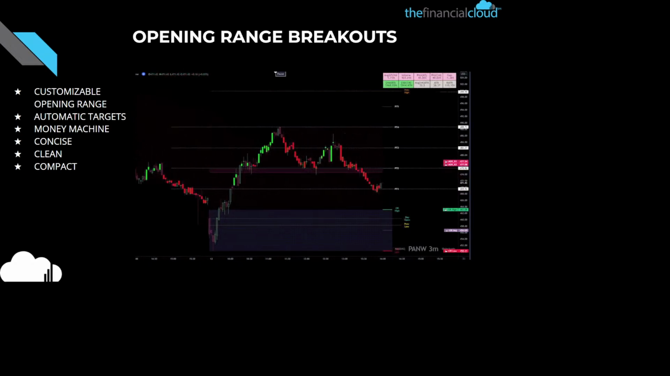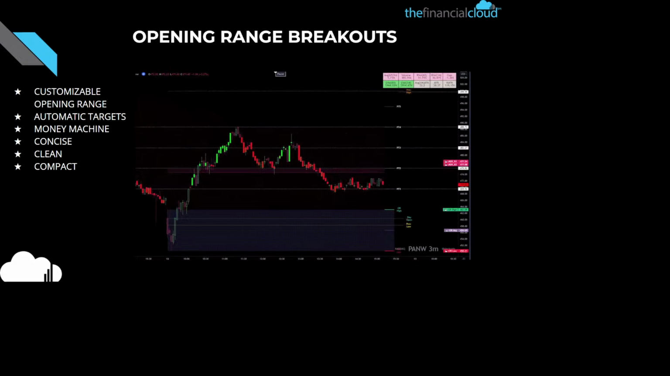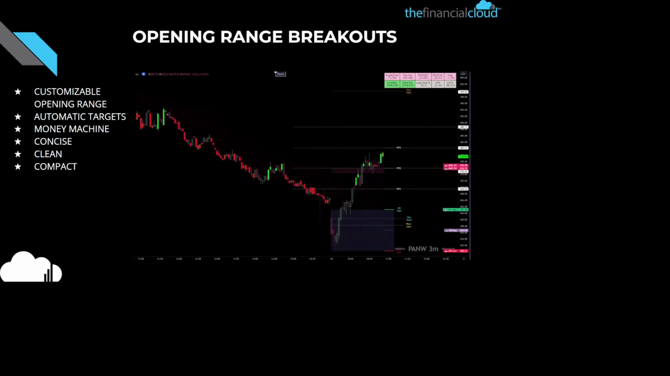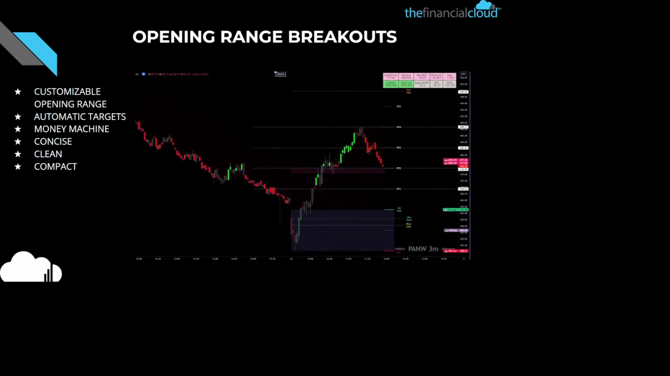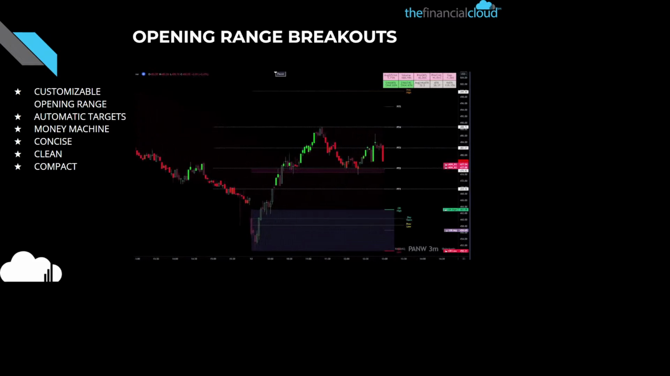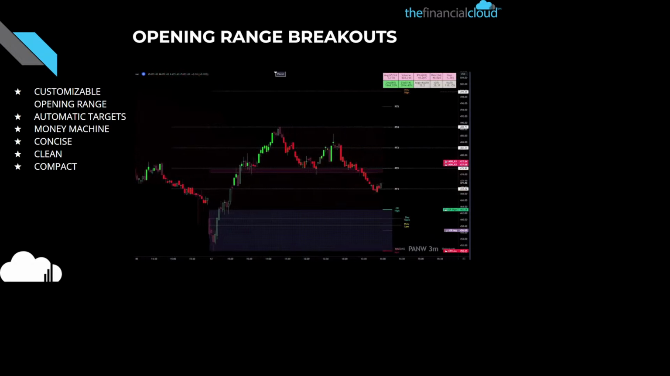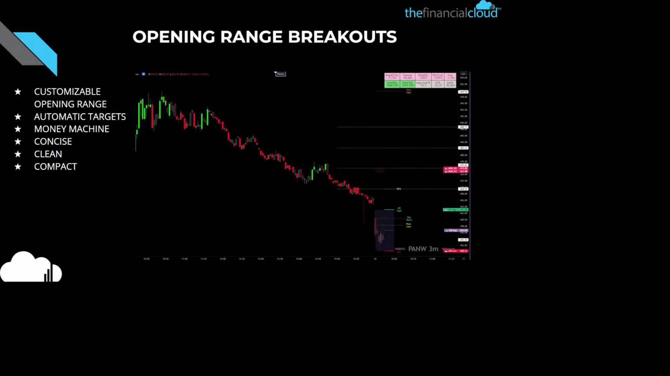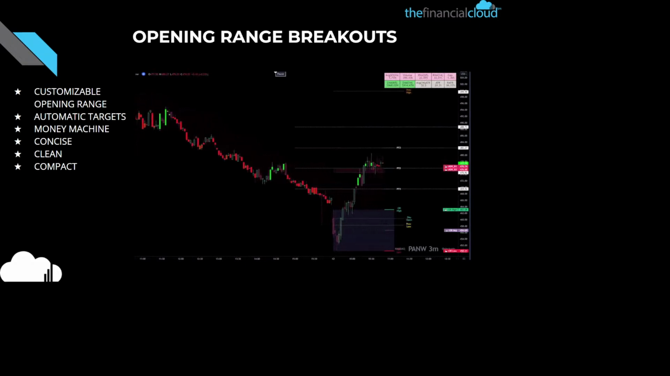Opening range automatically builds for you. Price targets automatically build for you. Super compact, super clean, super concise. Takes all of the worry out of ever having to set these ranges again. Where do I take profit? What is the probable range of our opening range? All automatic, all done for you.